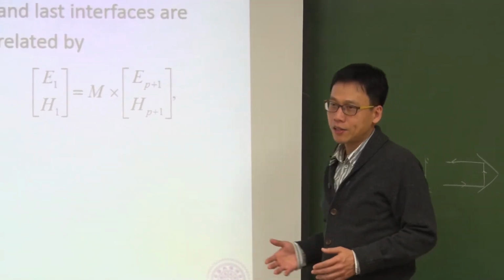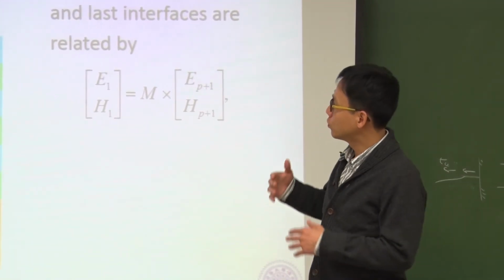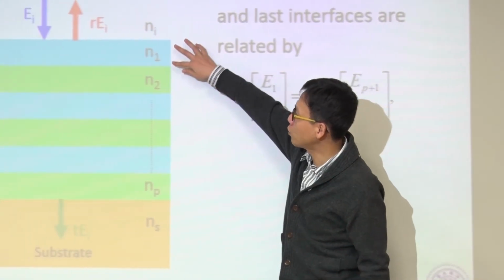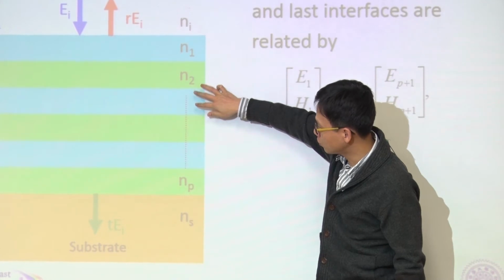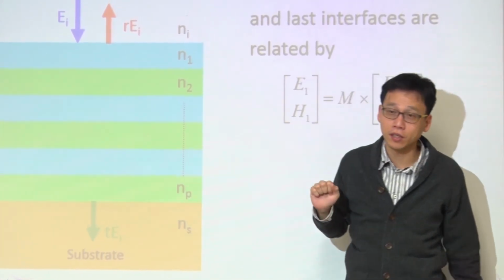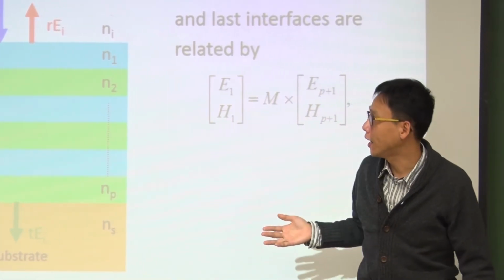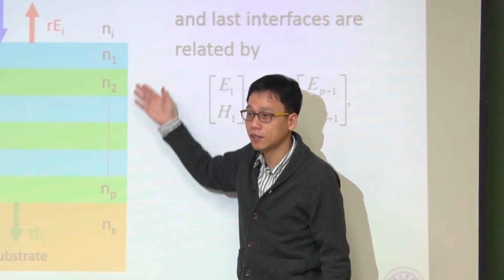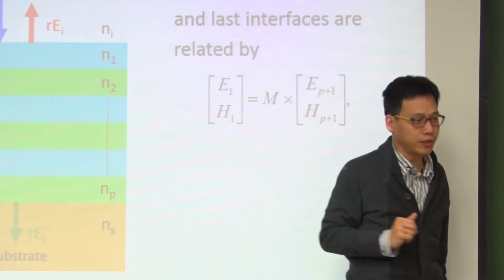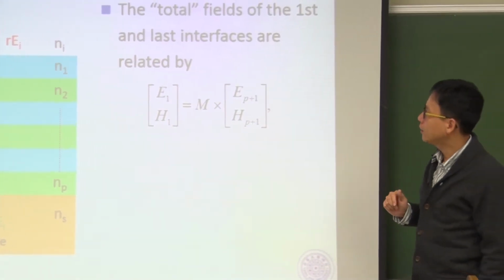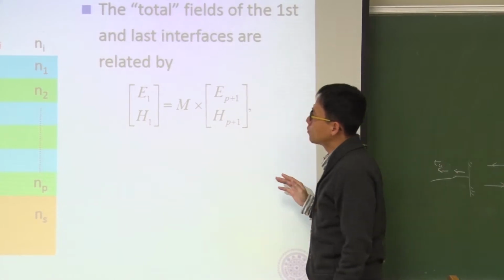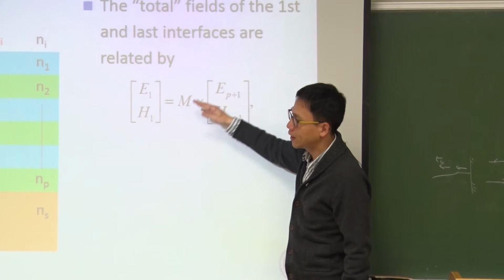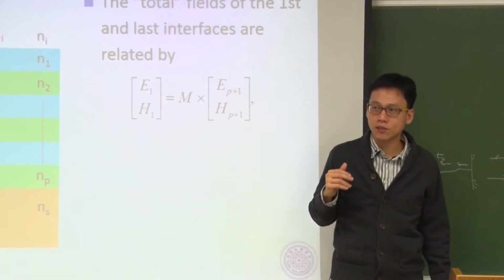If you generalize the one-layer structure to multi-layer structure, it could be like this. Previously, we have N1 only. Now you have N1, N2, all the way to NP. Say you have P layers. And each layer can have its own refractive index and its own thickness. Very arbitrary. Then the total fields of the first layer and the last layer are related by a matrix equation still.